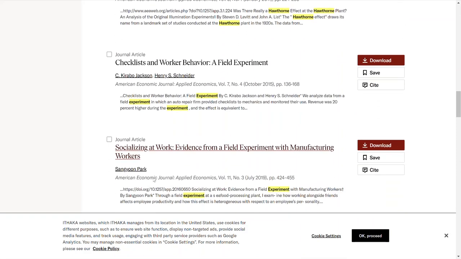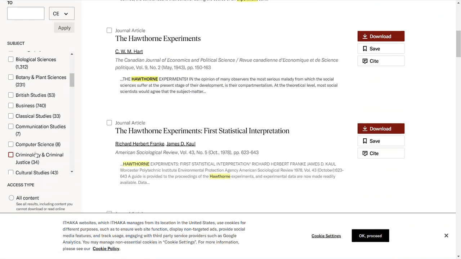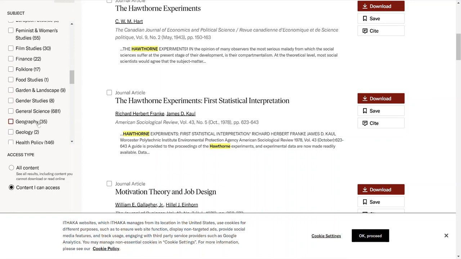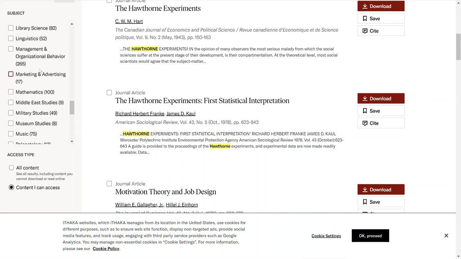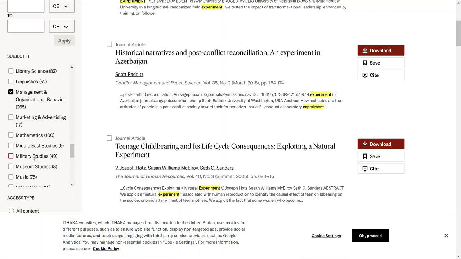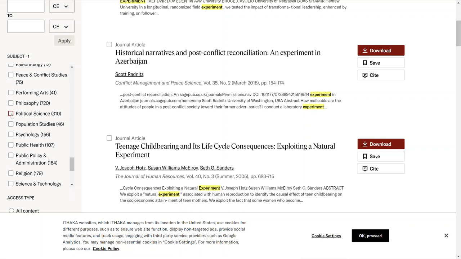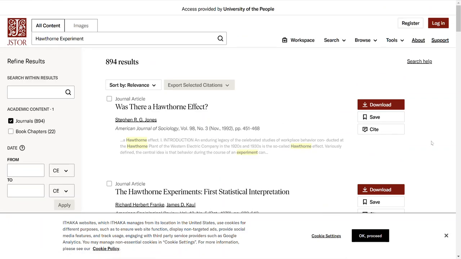So again, I'm going to go over here and change this because I want to show you APA. Oh, here's one that you should choose, management and organizational behavior. You could choose business, and you don't have to choose just one. You can choose numerous. I want to go down here to sociology and I'm going to choose sociology too.